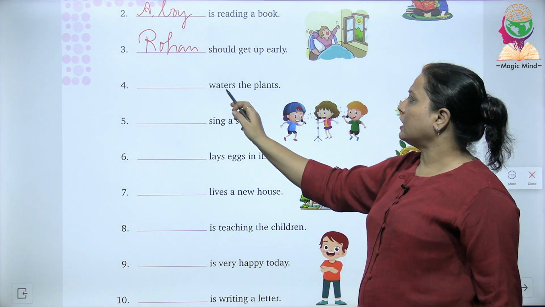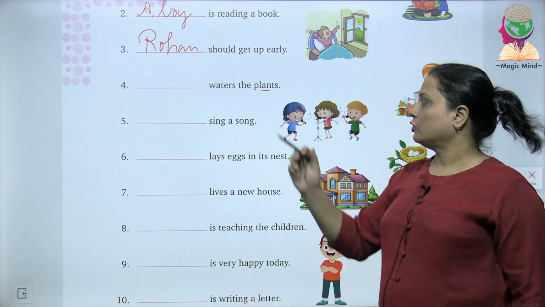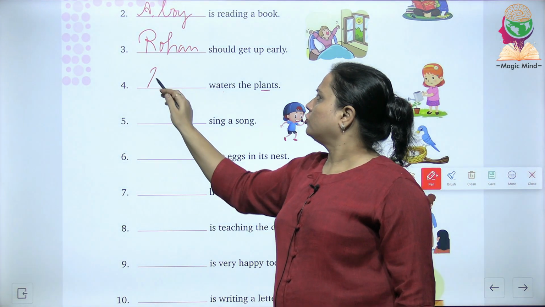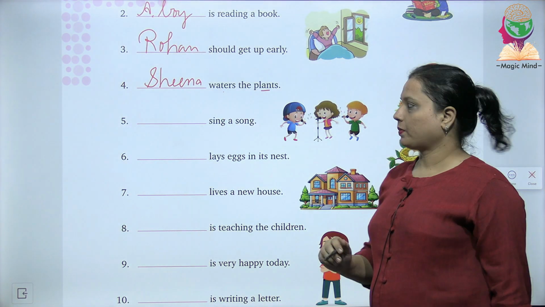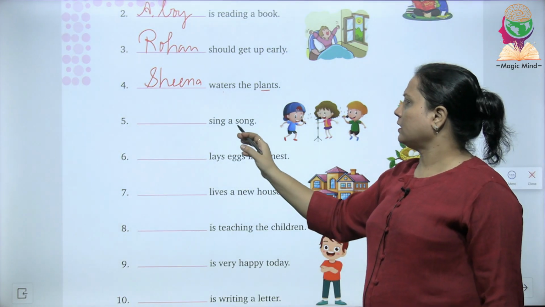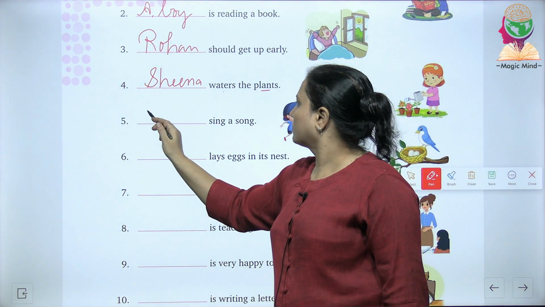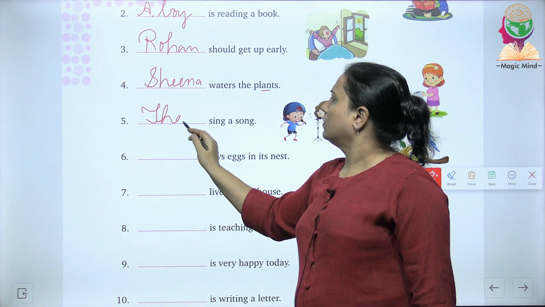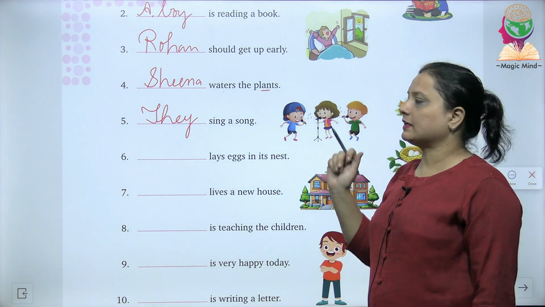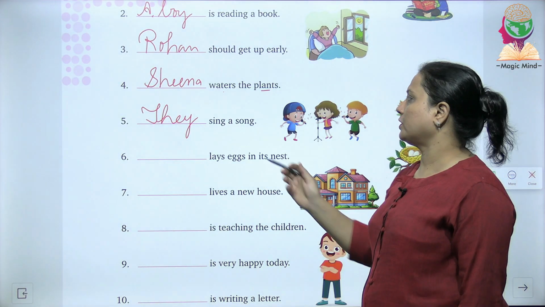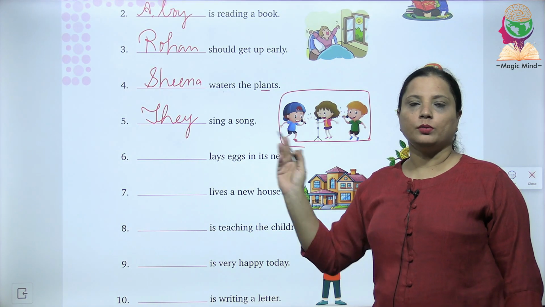Then the fourth one, dash waters the plants. Can you see in the picture who is watering the plant? The girl is watering the plant. You can also write the name of a girl. Sheena waters the plants. Then the fifth one, dash sing a song. You can write here they. We can also use pronouns here. As I told you earlier, subject can either be a noun or a pronoun. So I am using here they because 3 people are given over here in the picture. That's why I have mentioned a plural pronoun.